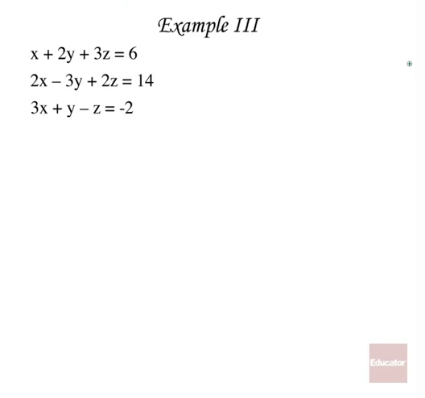Example 3. Okay, now we've got 3 equations and 3 unknowns, x, y, z. Well, we deal with these 2 equations at a time. So let's go ahead. We see an x here and a 2, a 3. So I'm going to go ahead and just deal with the first 2 equations, and I'm going to go ahead and eliminate the x. So I'm going to multiply by a negative 2 here.